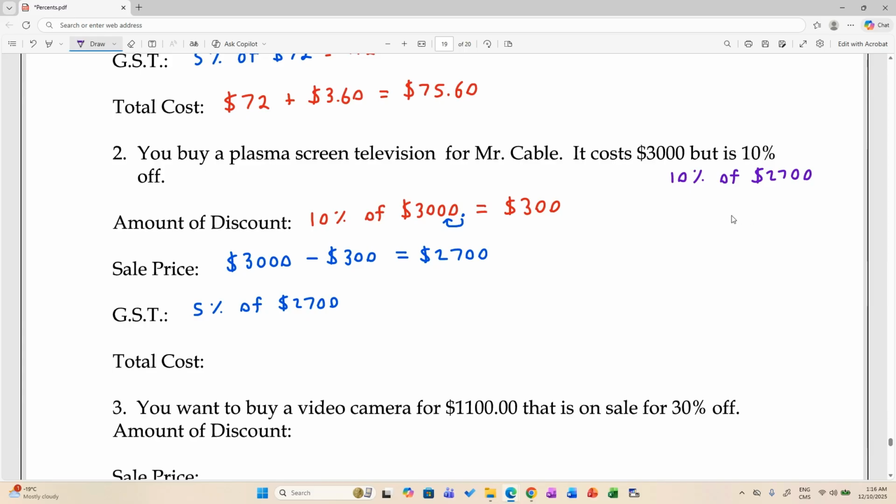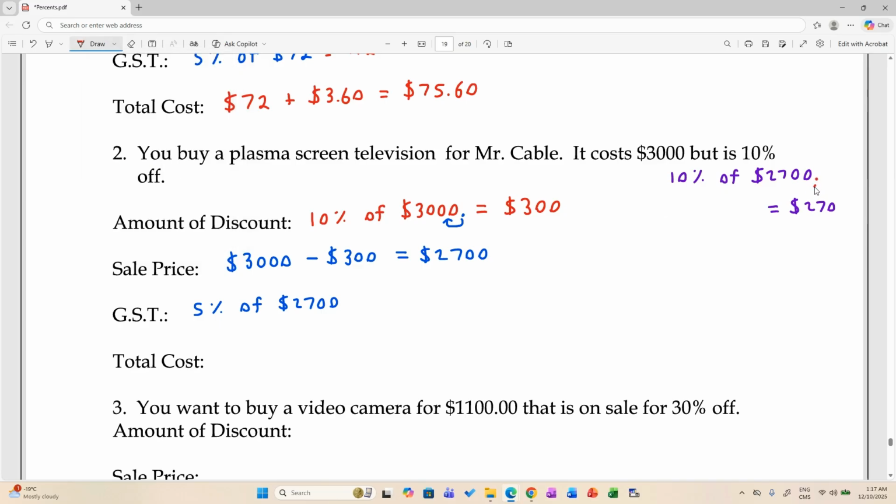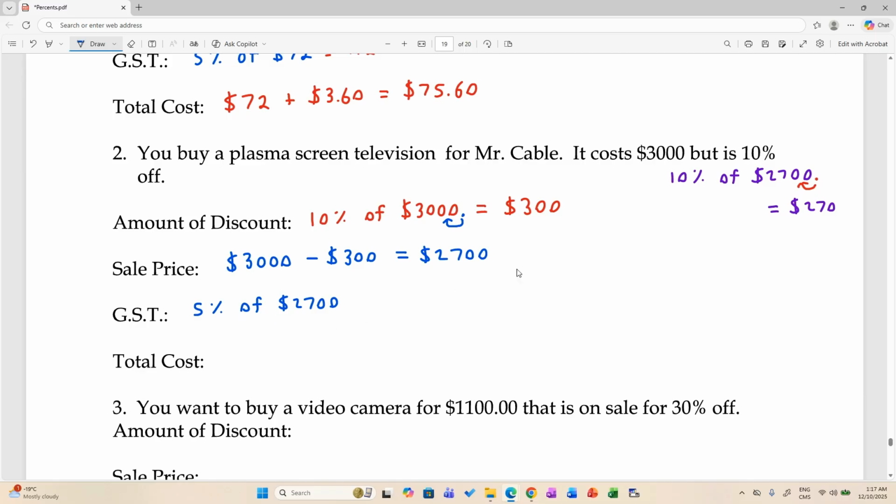2,700? Now, if you recall, this would simply be $270, because all I'm doing when I'm finding 10% of a number is moving the decimal place back by one. Okay, great. So I got $270. Now, 5%, right? If 10% is $270, 5% is just half of that. So my 5% here would simply just be 270 divided by 2. And 270 divided by 2 is 135.